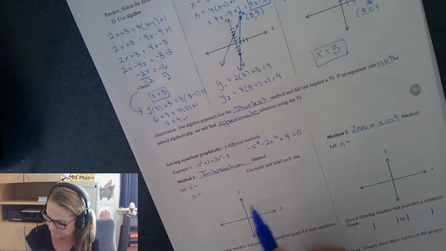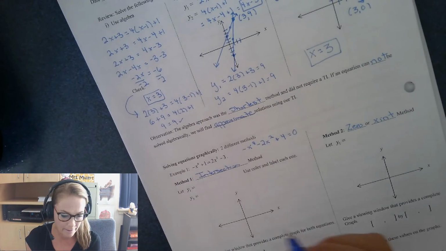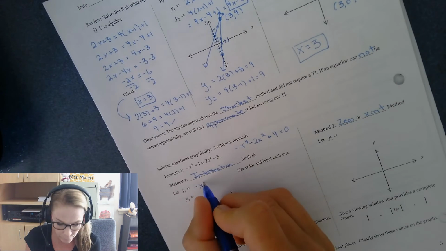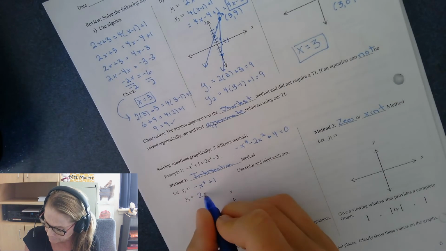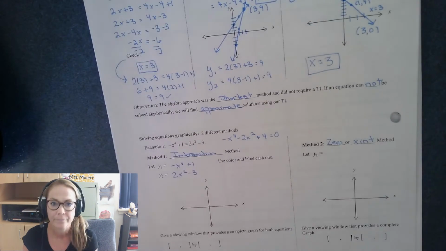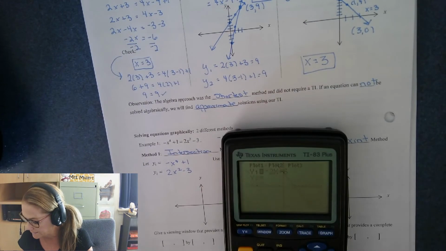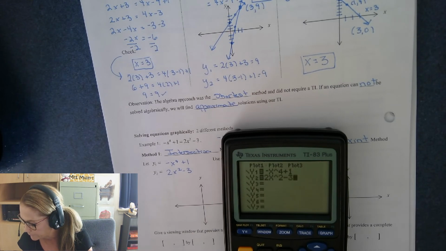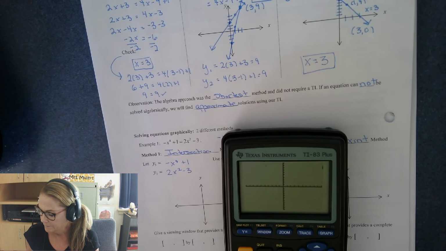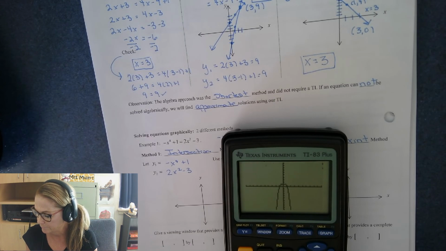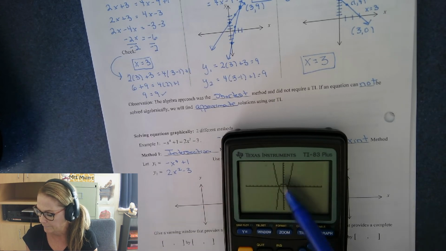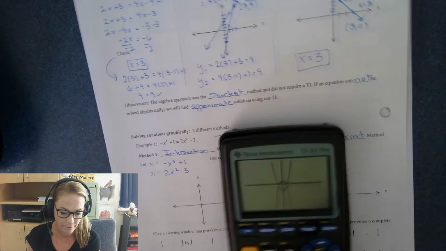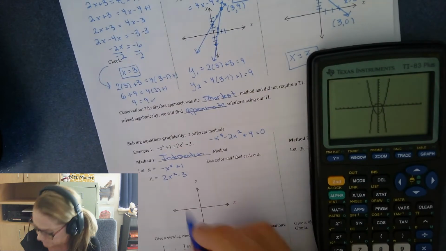All right. So we're going to do the intersection method here. So negative x to the 4th plus 1 and 2x squared minus 3. Okay? So let's just let our TI do the work for us. Here we go. Clear. Negative x to the 4th plus 1 and 2x squared minus 3. Graph. It's going to graph the negative x to the 4th and then the parabola, and this is what we get here.